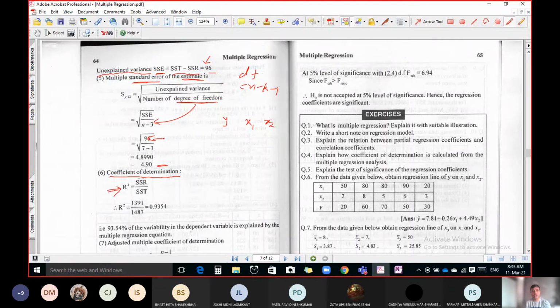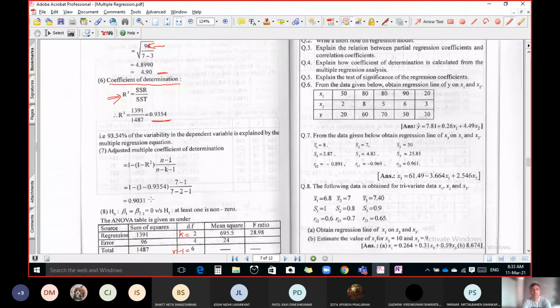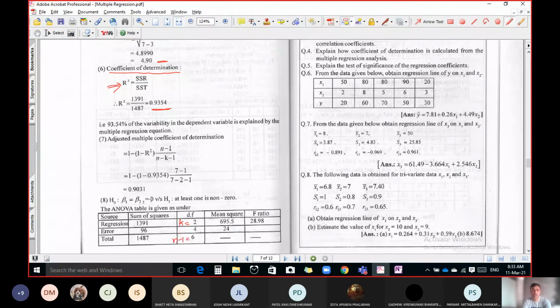Now another thing we require to calculate here is the coefficient of determination, that is denoted by capital R square. The formula for that is SSR upon SST, simple formula. That means explain variation divided by total variation, you will get R square, that is coefficient of determination, that you have to calculate.